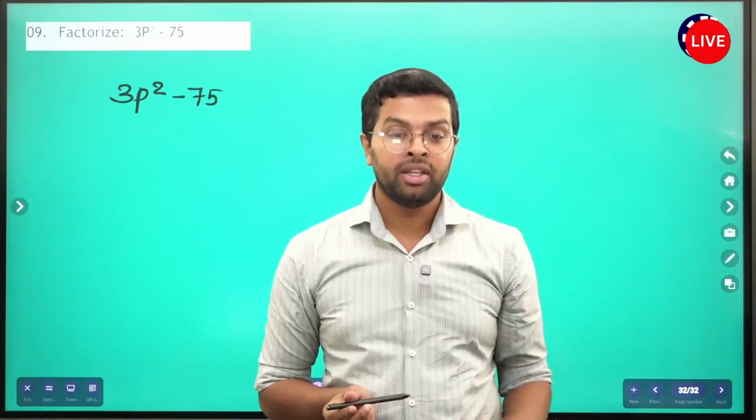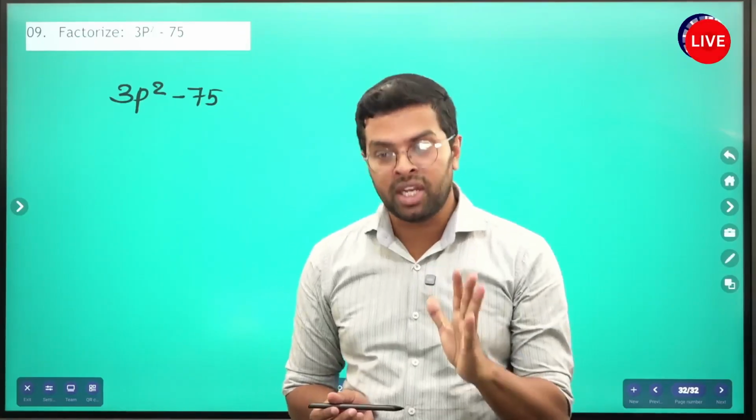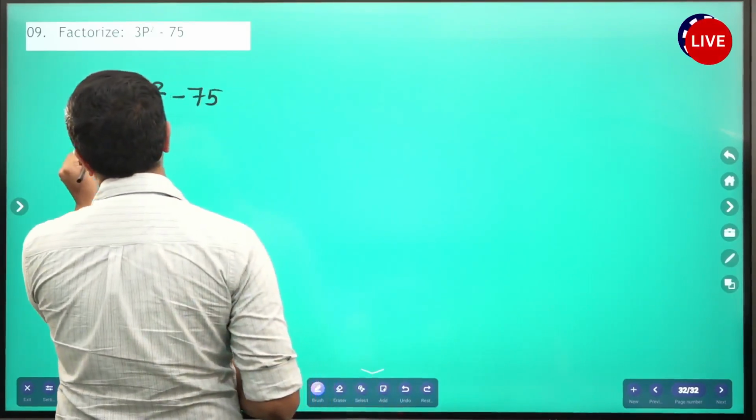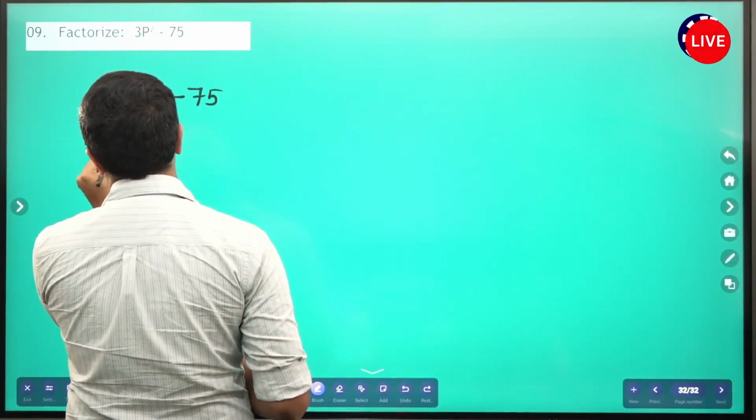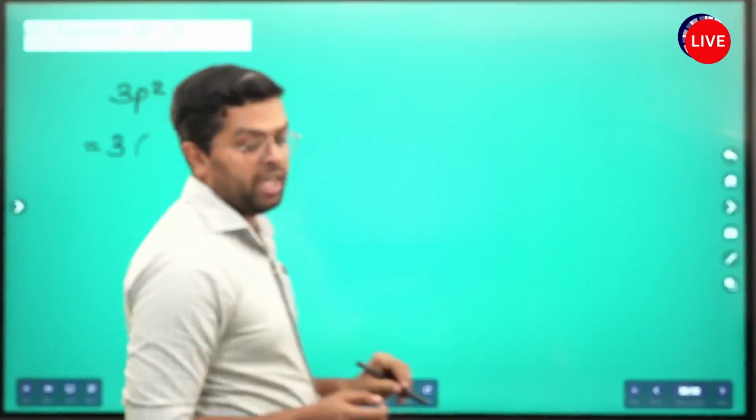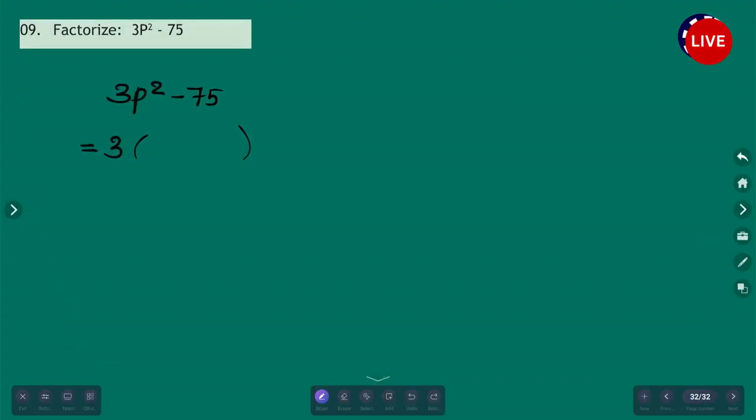Yes, we do. What is the common factor? 3. Shall we take this 3 out as a common factor? I'm taking this number 3 out as a common factor. So what to put inside the brackets? In order to get 3p squared, I have to put p squared inside the brackets. To get 75, I have to put minus 25 inside the brackets. So 3 into p squared gives you 3p squared. 3 into minus 25 gives you minus 75. Right. So 3 times, inside the brackets we have p squared.